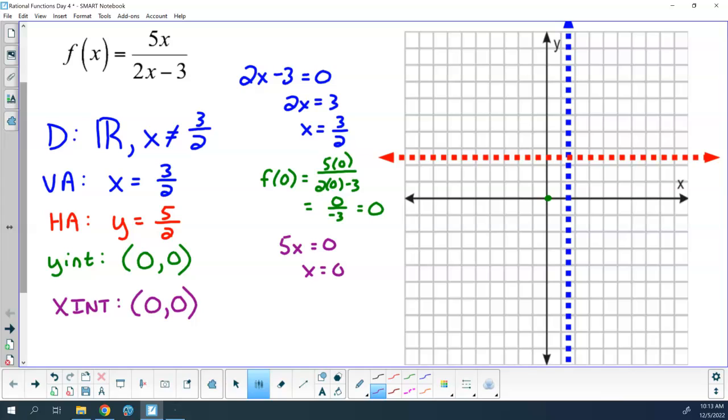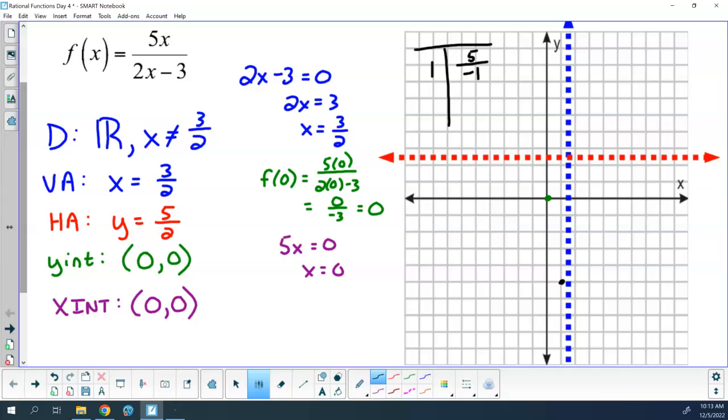Step number 7. More points, right? Got to have more points, at least 2 on either side. So let's go with positive 1. If I put 1 in, I get 5 on the top. I get 2 minus 3 is negative 1 on the bottom, so that's negative 5. 1, 2, 3, 4, 5. So that's right there.